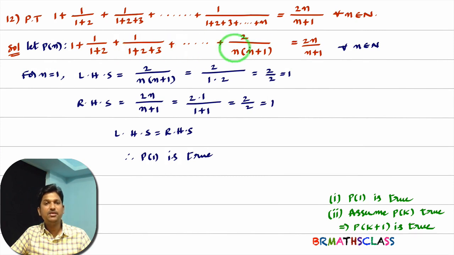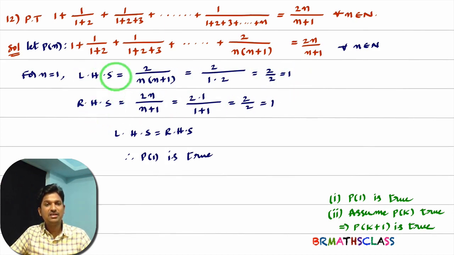In the statement, first you take nth term of LHS. This is nth term in LHS. You take this. In this, wherever n is there you put 1. 2 divided by 1 into 1 plus 1 is 2. So this is nothing but 2 by 2, that is 1. Okay. So LHS is 1.